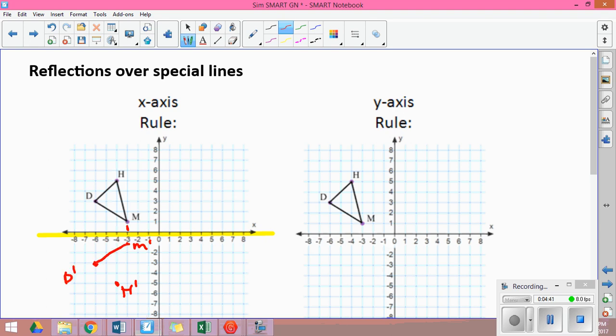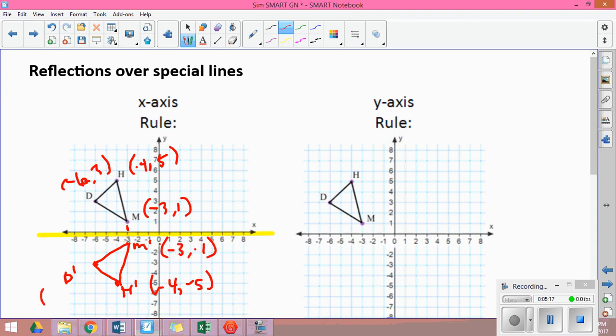Now, we don't always want to have to count these. And so if we look at the coordinates of M, they are at -3, 1. H is at -4, 5, and D is at -6, 3. When we go down here and we look at H prime, we are at -4, -5. M prime is at -3, -1. And D prime is at -6, -3.